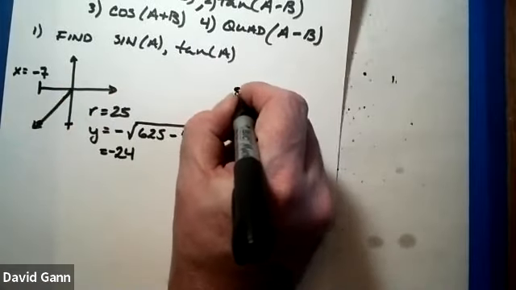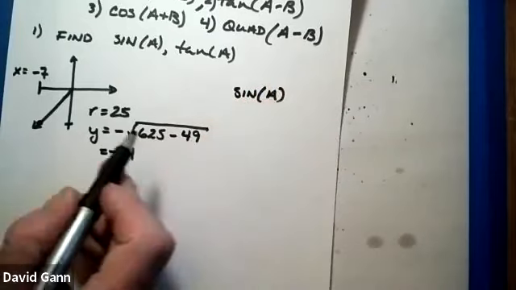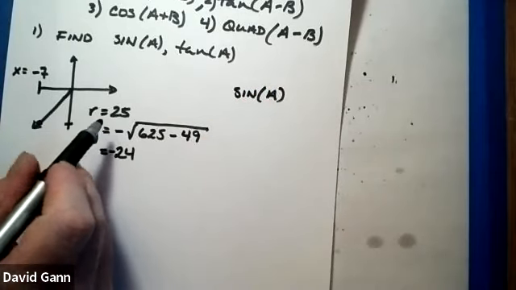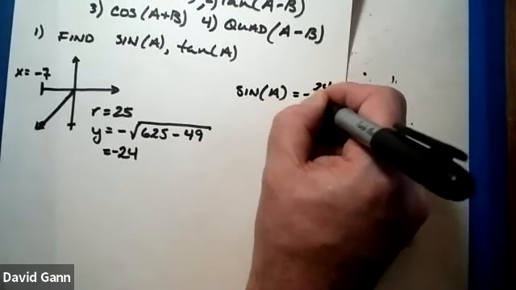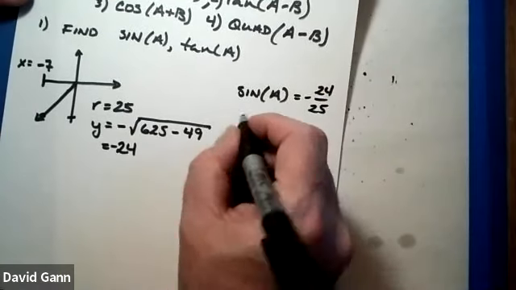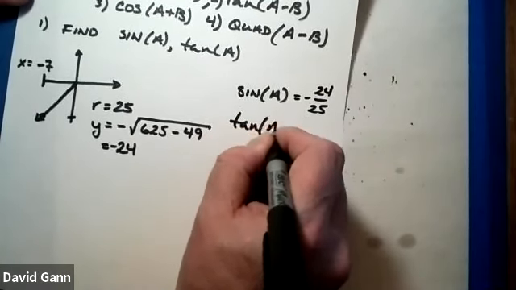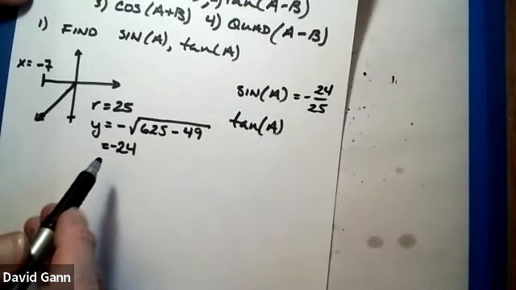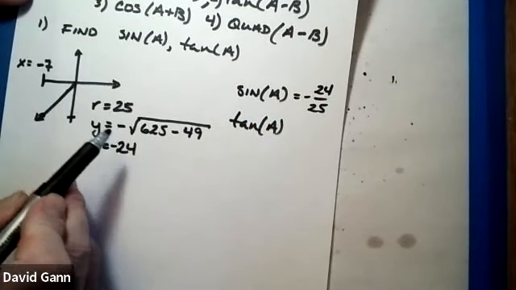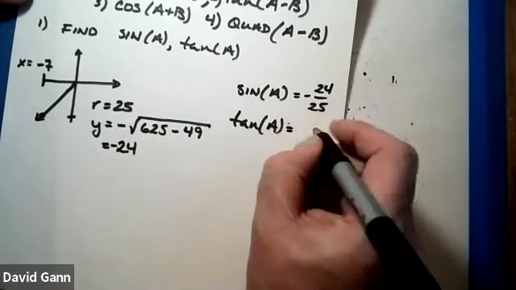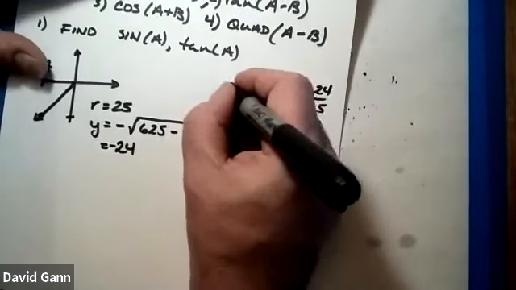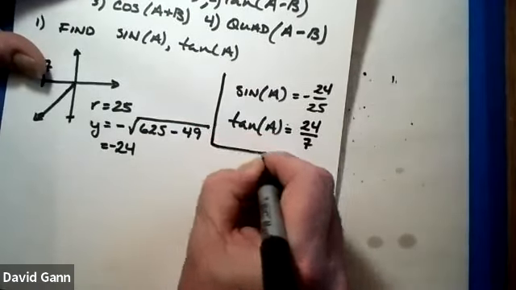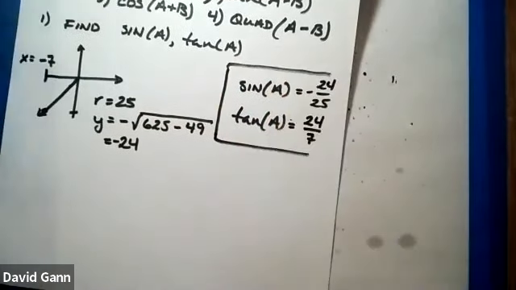So I should be able to find any trig function I want from their definition. So what was I after? Sine of A and tangent of A. So sine of A is equal to the Y value over the R value. So that's -24 over 25. And tangent is the Y value over the X value, which happens to be -24 over -7. The negative signs cancel, so we're left with 24 over 7. Okay, so this was the first step. Get these values, because we're going to use them in a little bit.